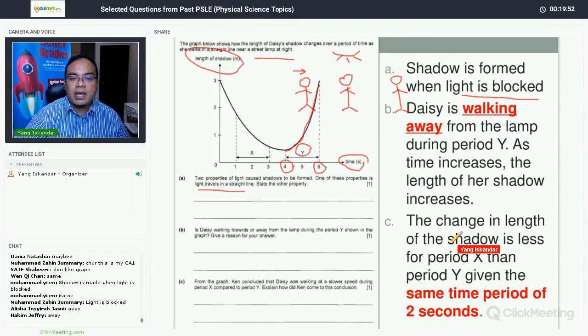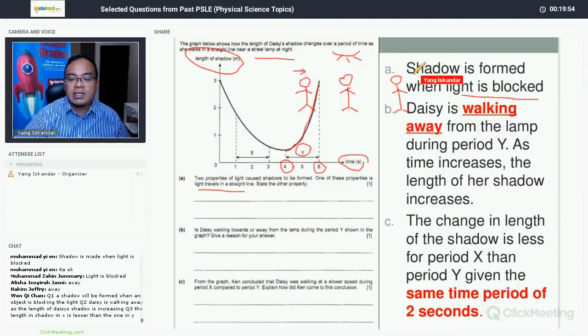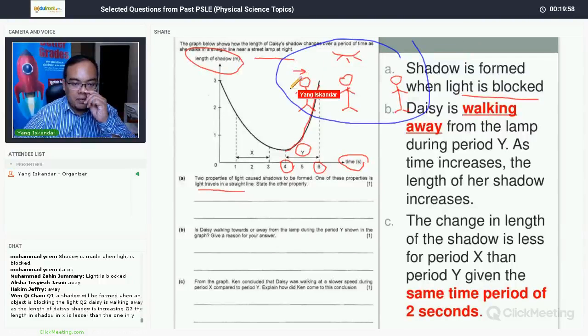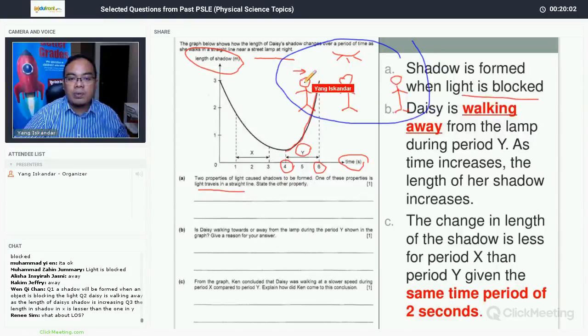Okay, so if you take a look at the example here, if Daisy is walking towards the lamp, now which part, A, B, or C, is the length of the shadow the smallest? Anyone?